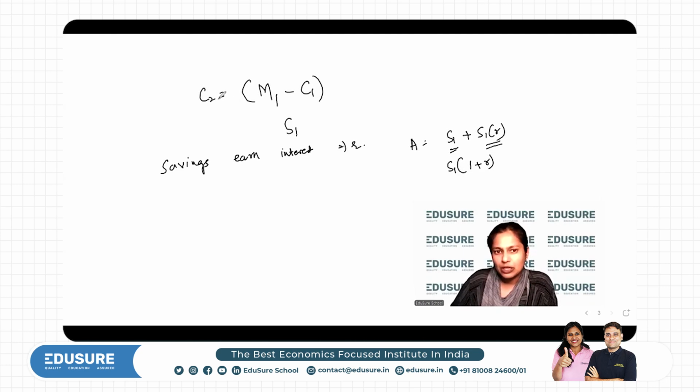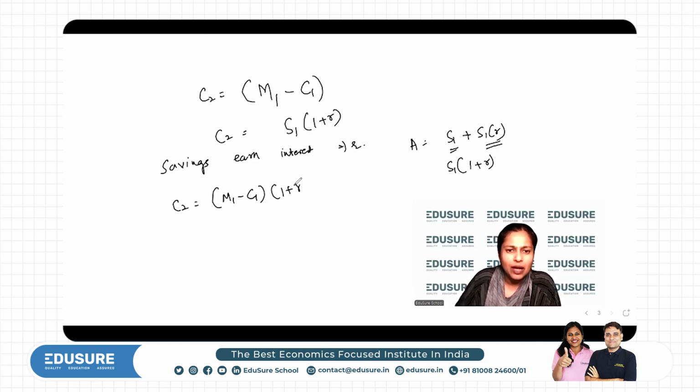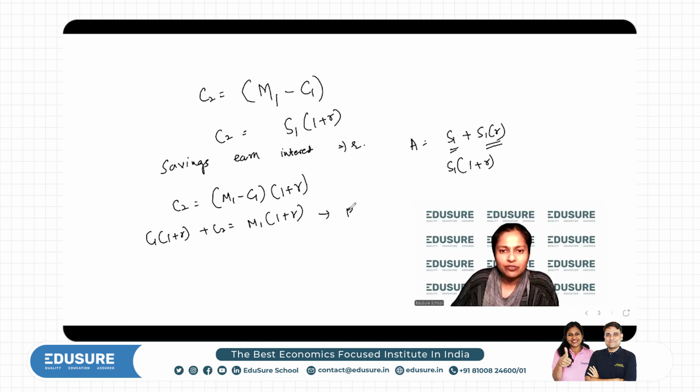So what I can consume in period 2 is actually savings in period 1 into 1 plus R. So my consumption in period 2 is S1 into 1 plus R, which is M1 minus C1 into 1 plus R. If I open this bracket up and take the C term to the other side, this becomes C1 into 1 plus R plus C2 is equal to M1 into 1 plus R, right? Now, this is the budget line of the consumer.